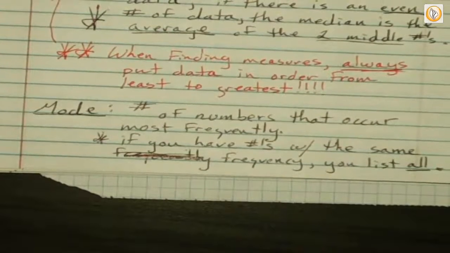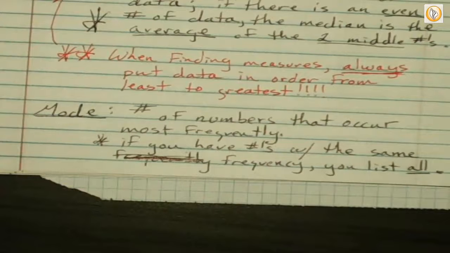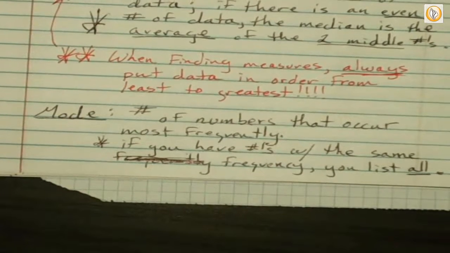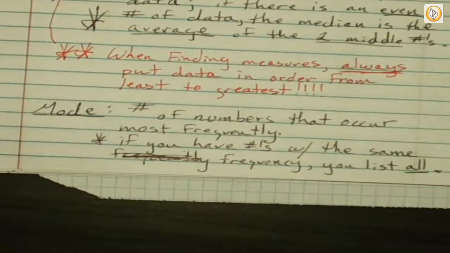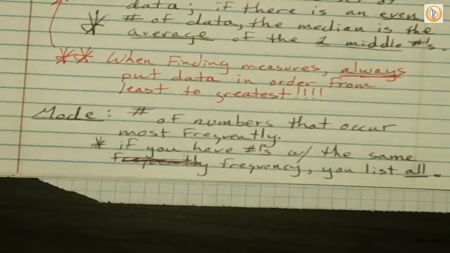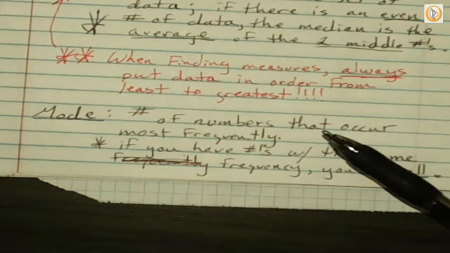If I had 3 kids that made a 100 and 2 kids that made a 73 and all the others had different grades, we would only focus on the one that had the most. So we had 3 100s. So the mode for that set of data would be 100.